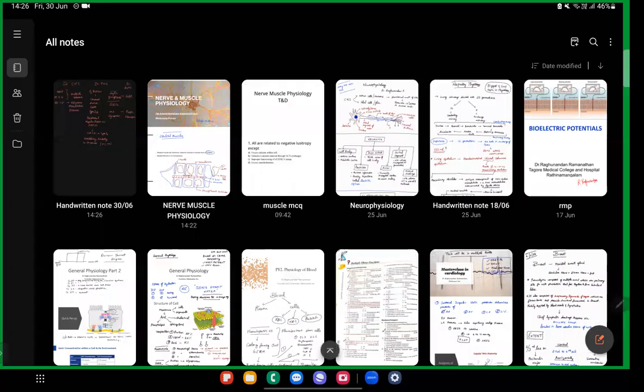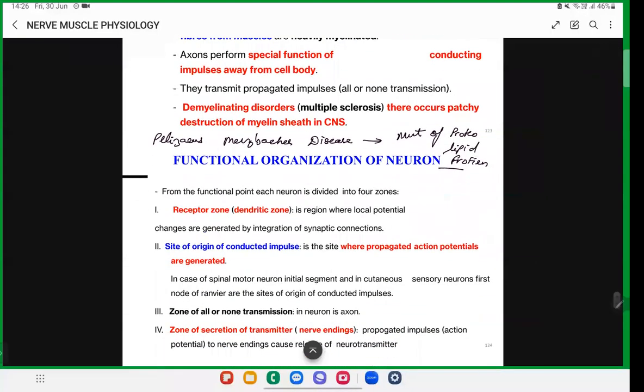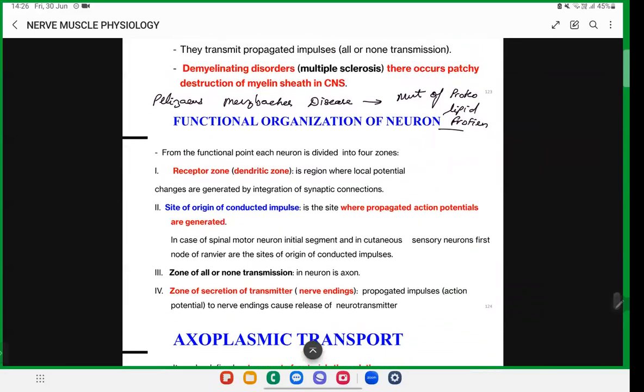Now, coming back to the point which we were discussing. Are you clear about this myelin protein? Myelin is formed by oligodendrocytes in the central nervous system. Myelin is formed by Schwann cells in the peripheral nervous system. Oligodendrocytes can myelinate multiple neurons at a time, whereas Schwann cells can myelinate only a single neuron.